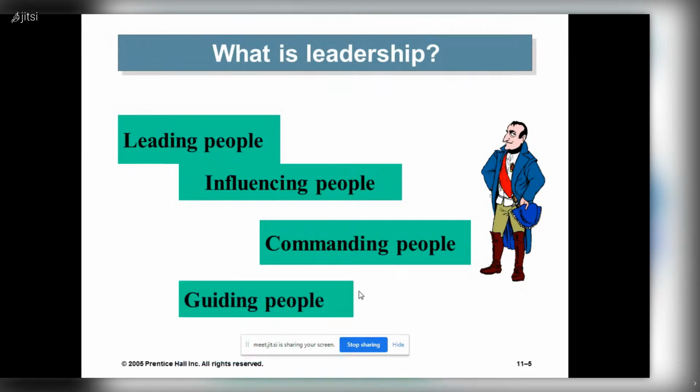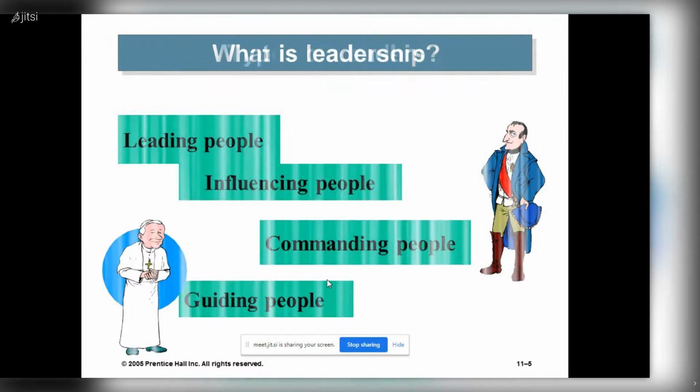So guiding people is another important quality of a leader. Always guide the followers, because with a lot of in-depth knowledge about the industry, the organization, and the activity, you can guide the employees or the people whom you are leading, and make them leaders. That is what leadership is all about.